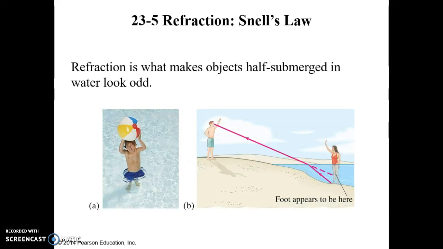Refraction is what makes an object half submerged in water look kind of odd. For example, a person standing in waist-deep water appears to have shortened legs. The rays leaving the person's foot are bent at the surface, and the observer's brain assumes that the rays have traveled in a straight line, the dashed red, and so the feet appear to be higher than they really are.